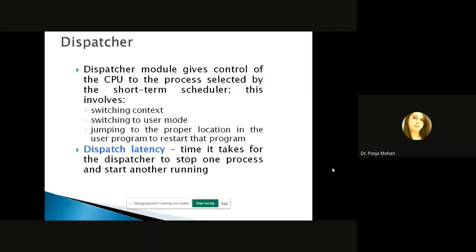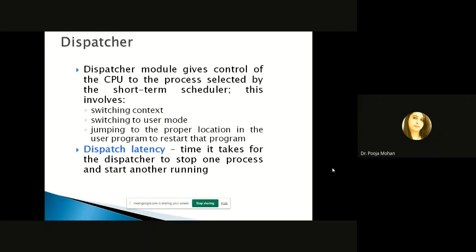Now, what is dispatch latency? Latency is basically time. As the dispatcher has to perform these functions, it will take some time. So what is the dispatch latency? It is the time it takes for the dispatcher to stop one process and start another. The dispatcher has to save the status of the old process and load the status of the new process. So this is your dispatch latency.